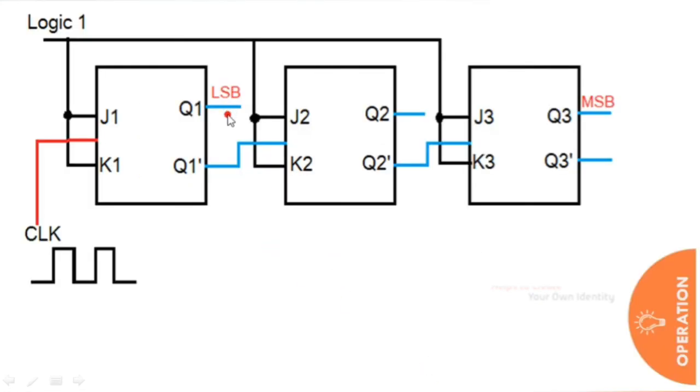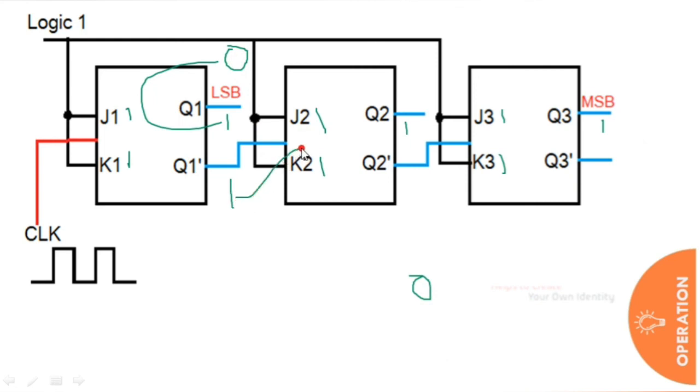Okay, so 1, 1, 1. These are my previous outputs. Now the clock pulse is applied to this one. See, after 1, 1, 1, the clock pulse is applied. 1, 1 are my inputs to all the flip-flops and the clock is applied to the first one. So it is going to change. 1 is changed to 0, so Q1 becomes 0, and Q inverse becomes 1.